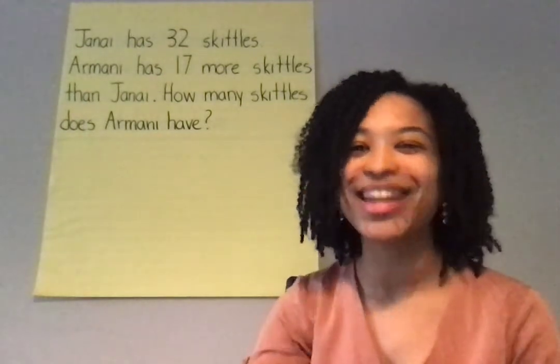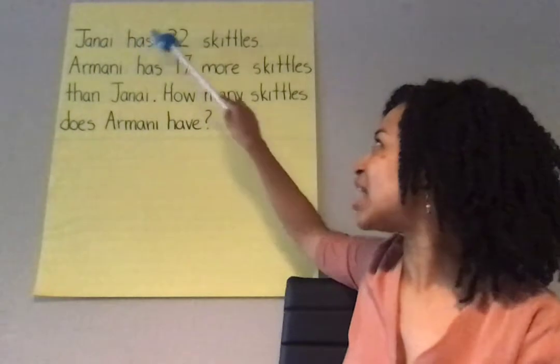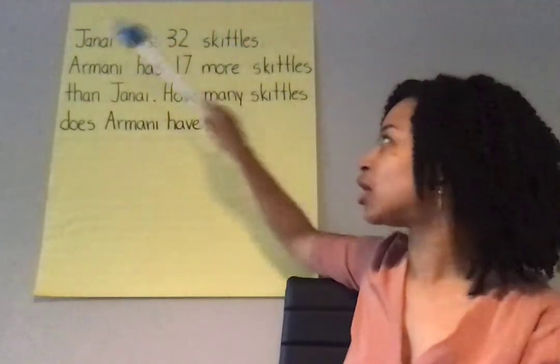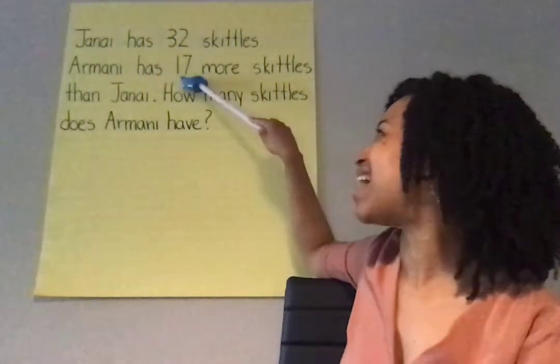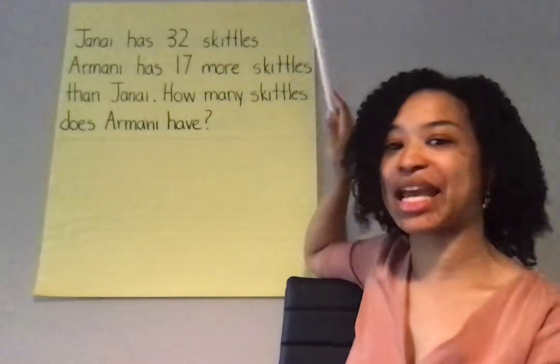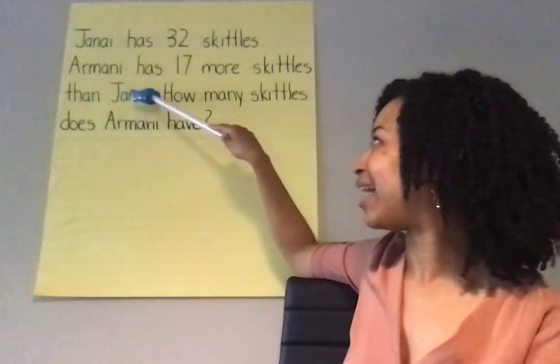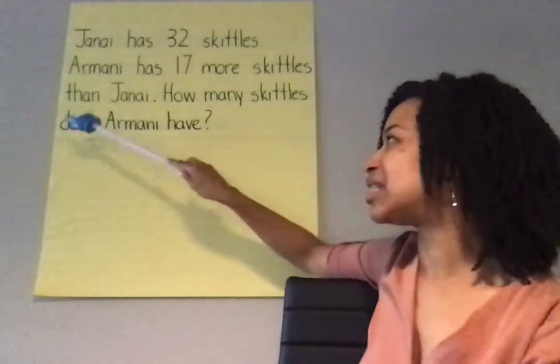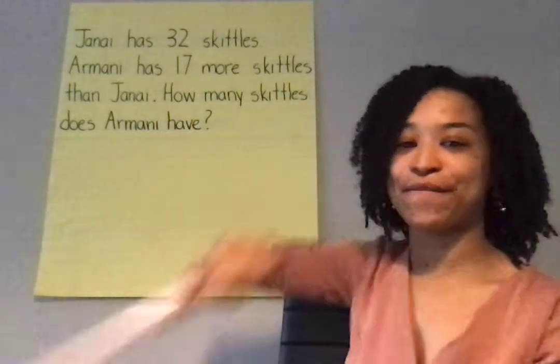Let's begin. Janai has 32 Skittles. Armani has 17 more Skittles than Janai. How many Skittles does Armani have?